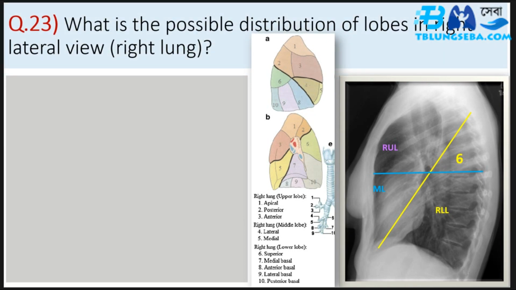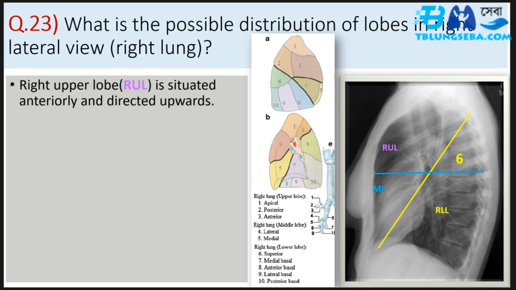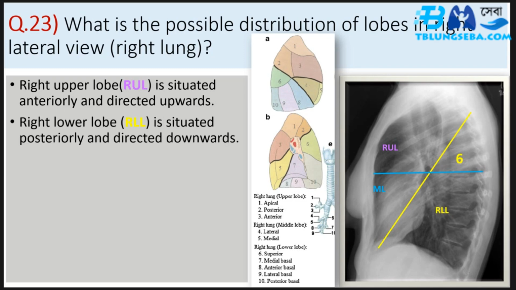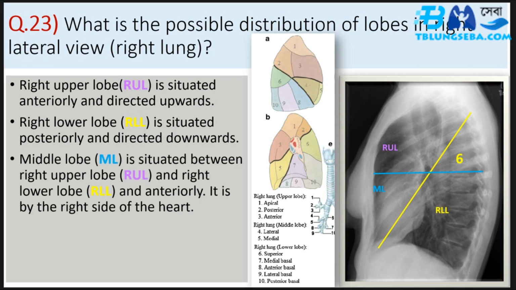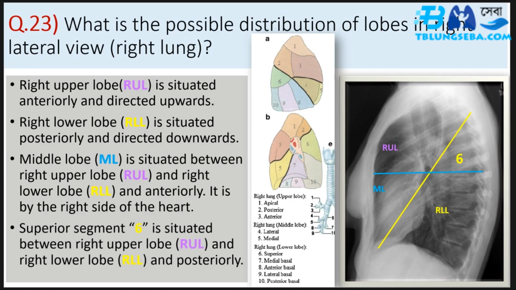Q.23, what is the possible distribution of lobes in right lateral view? Right lung. Right upper lobe, RUL, is situated anteriorly and directed upwards. Right lower lobe, RLL, is situated posteriorly and directed downwards. Middle lobe, ML, is situated between right upper lobe and right lower lobe, and anteriorly. It is by the right side of the heart. Superior segment 6 is situated between RUL and RLL, and posteriorly.